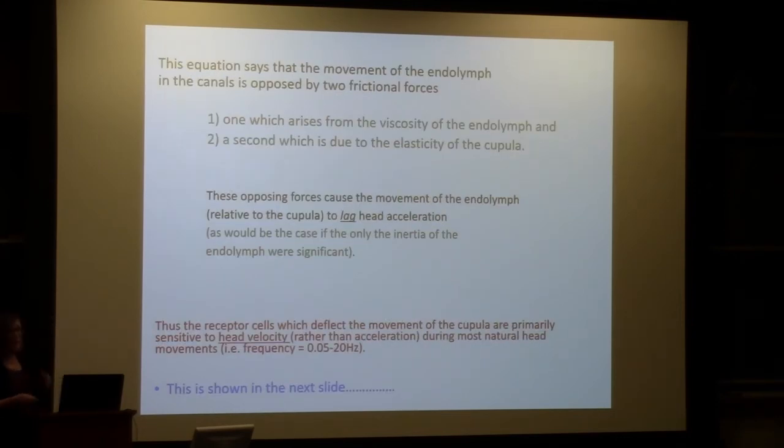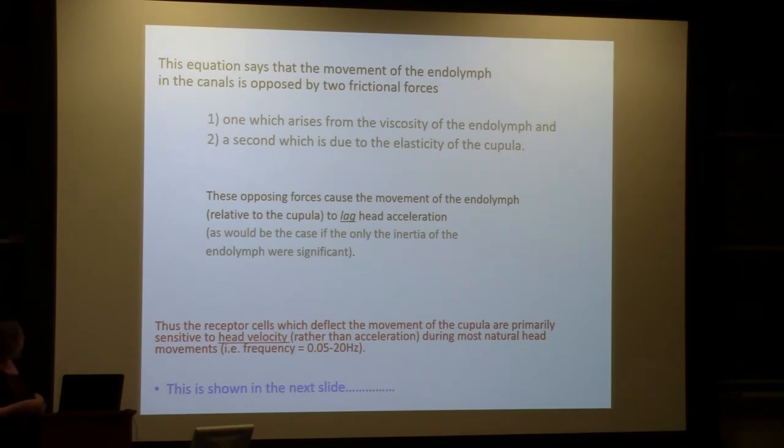All right, so effectively that equation, just to put it into really plain speak, what it tells us is that the moment of inertia, the movement of the endolymph, is opposed by 2 frictional forces, one which is due to the viscosity of the endolymph and a second which is due to the elasticity of the cupula, and that these 2 forces cause the endolymph relative to the cupula to lag head acceleration, right? Relative to what would be the case if only the inertia of the endolymph was significant.